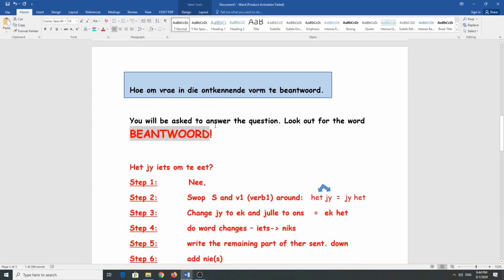This is now the last section that I need to explain to you: how to answer questions in the ontkennende vorm. Up to now, we looked at sentences where you don't answer the question, you make the question negative. Is sy besig? Is sy nie besig nie? So you kept it a question. But when you get an instruction with this word, beantwoord, that means answer, a verb, the question in the negative form, in die ontkennende vorm.